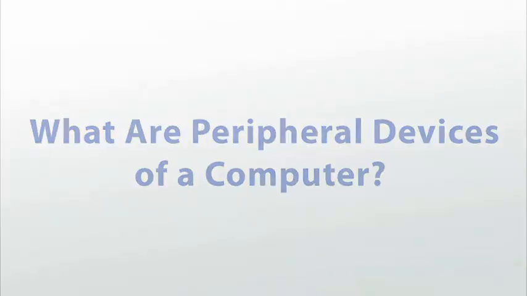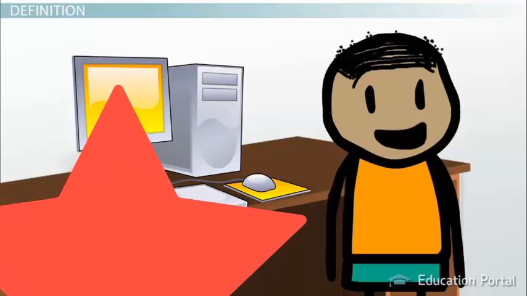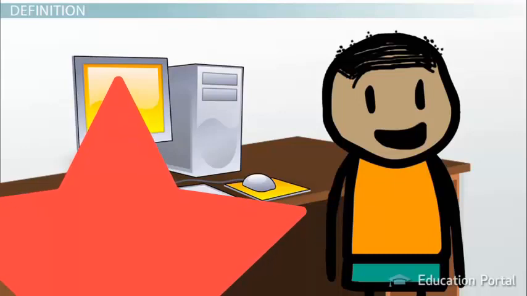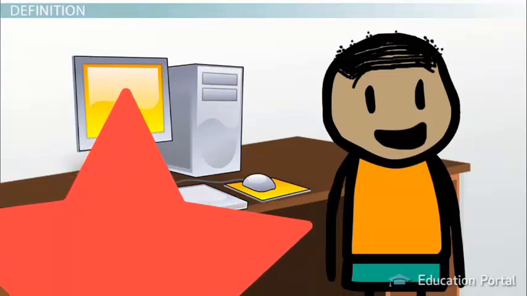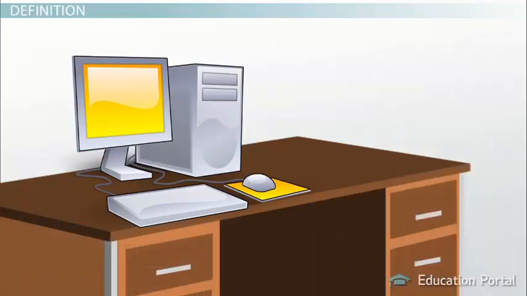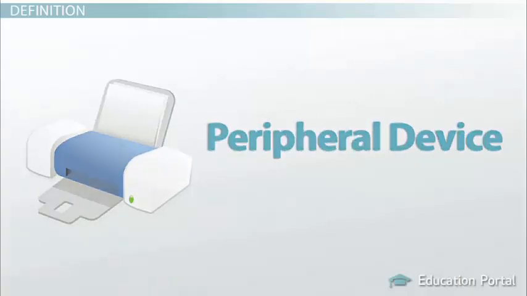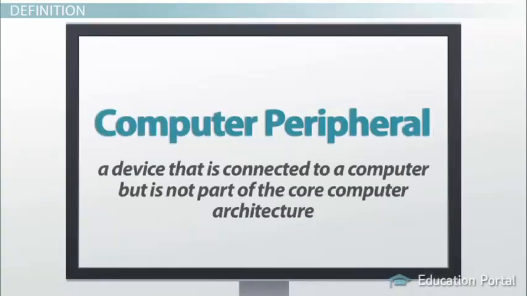So you just bought a new computer and with excitement you unpacked it and you set it all up. The first thing that you wanted is to print out some photographs for the last family party. So it's just time to head back to the store and buy a printer. A printer is known as a peripheral device, and a computer peripheral is a device that is connected to a computer but it's not part of the core computer architecture.